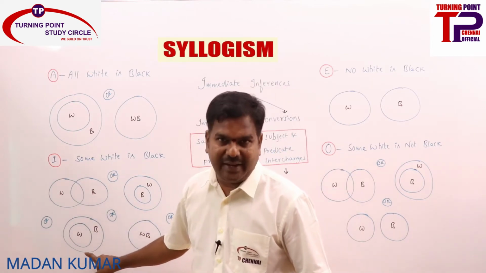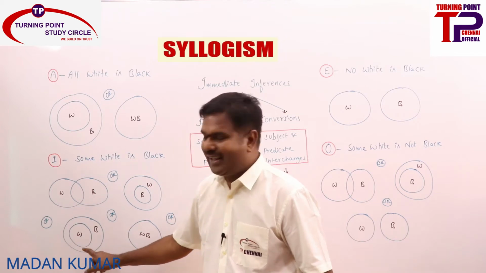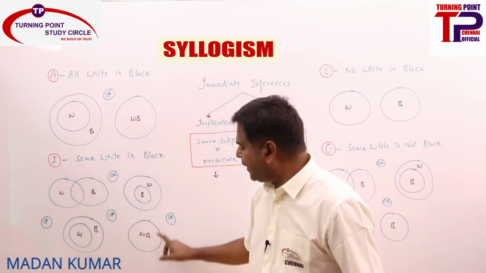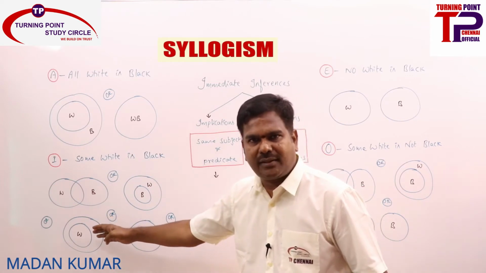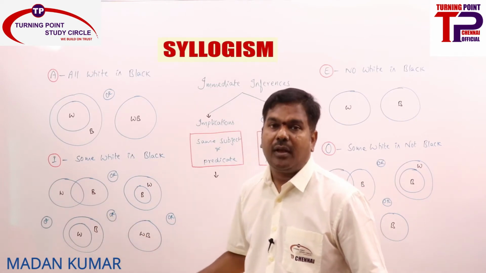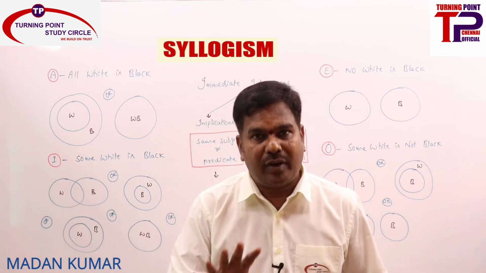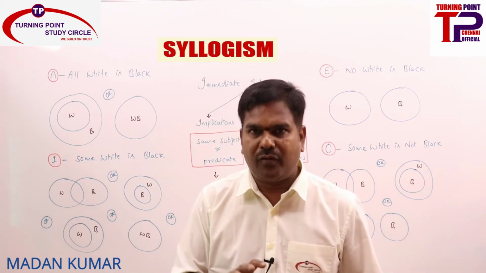We will discuss in detail again, we will come back to that one. So this one again, same circle. So some white is black, can we tell that one? Based on the same logic, we can tell that one also. Now the I statement can be represented in how many ways? 4 Venn diagrams. So remember 4 Venn diagrams.